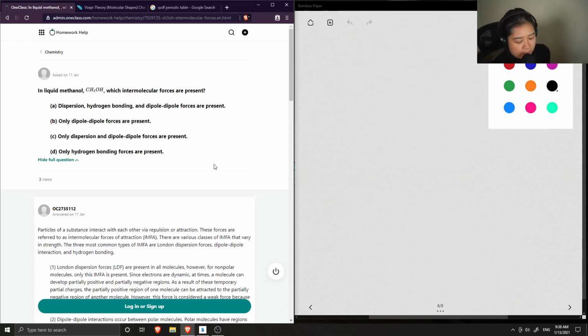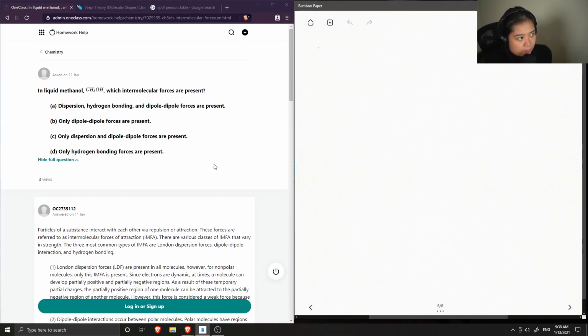Okay, so question 8. In liquid methanol, which intermolecular forces are present? So let's show the structure of methanol.